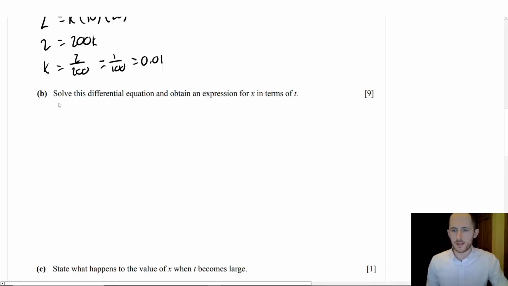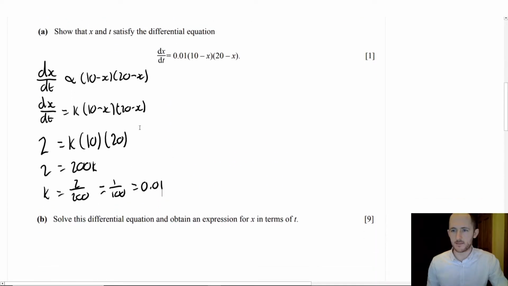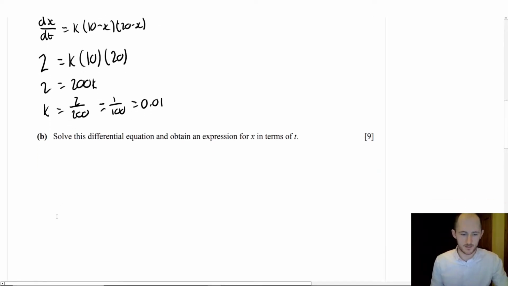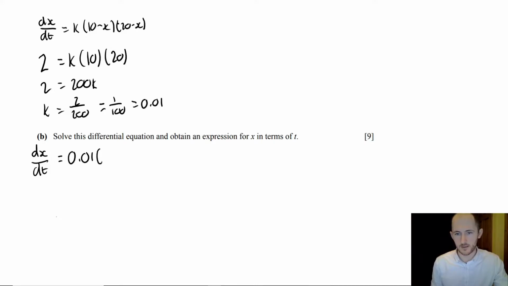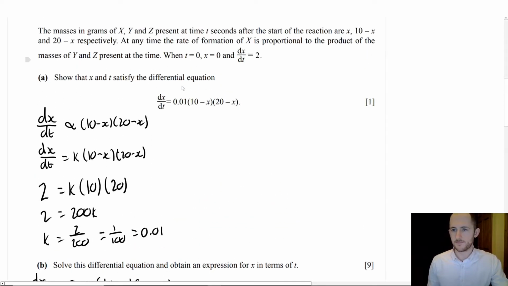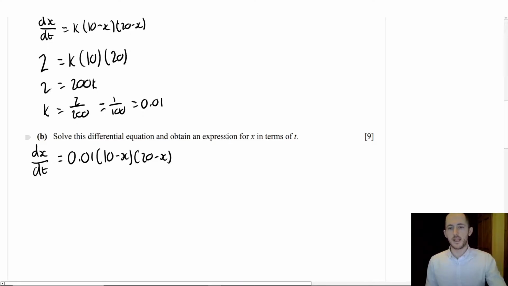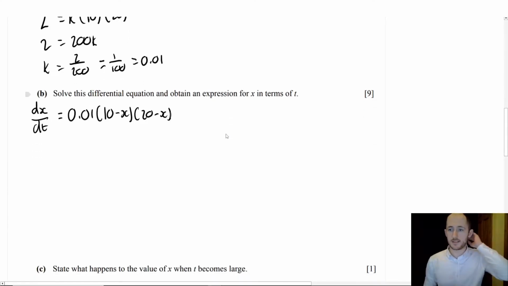So what we're going to do here is we're going to rewrite the exact same equation again. So dx by dt equals 0.01, and so on. We're rewriting the exact same thing again. Yeah, cool. Now to solve differential equations and obtain an expression for x in terms of t, if you want to find x in terms of t, you can probably tell we need to integrate this thing, right?